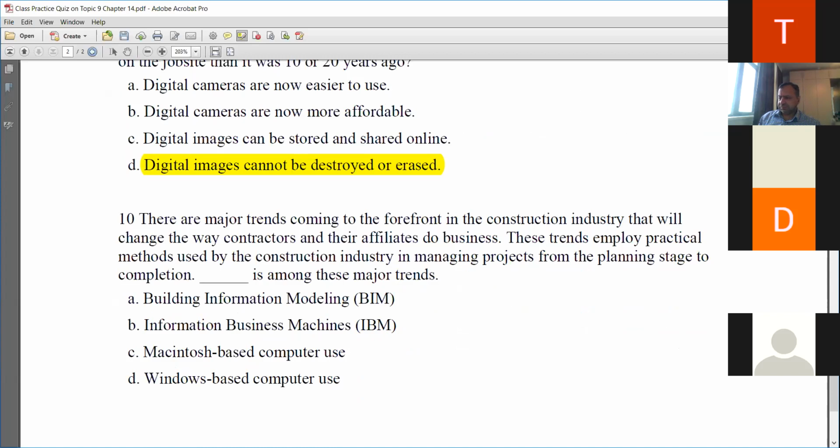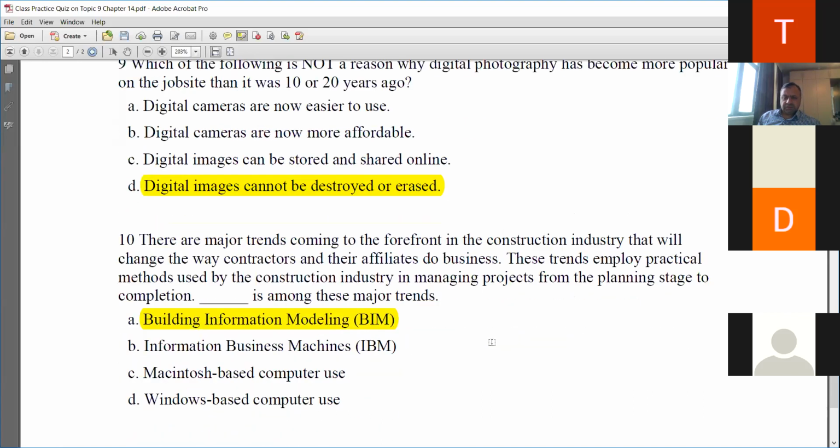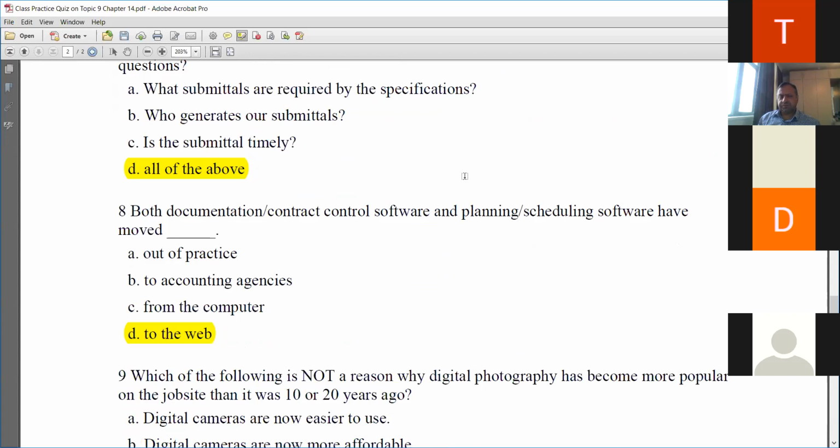And the last one is: there are major trends coming to the forefront in the construction industry that will change the way contractors and their affiliates do business. These trends employ practical methods used by the construction industry in managing projects from the planning stage to completion. And what is that trend? BIM, building information modeling, is one of those trends.